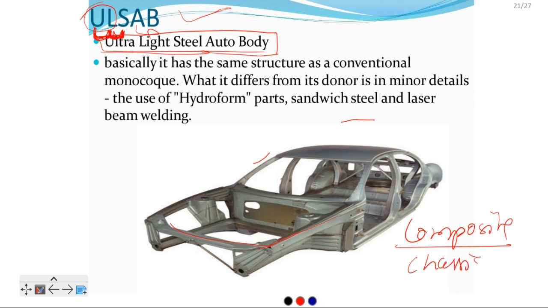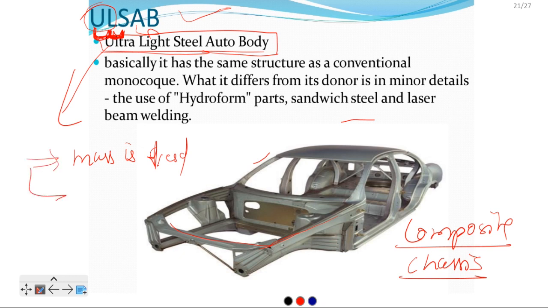So the strength of this car, what is the problem? In the last one, the mass was very high, so we are using light steel. That means mass is decreased here, and also the strength is increased. The process of manufacturing is the same, hydroforming.